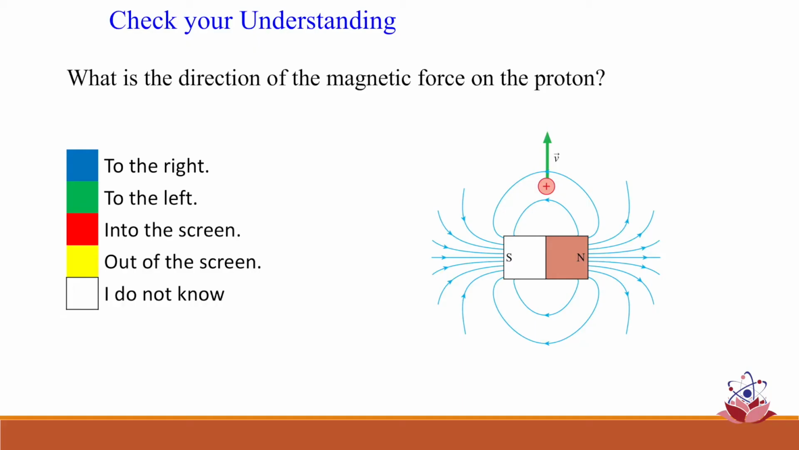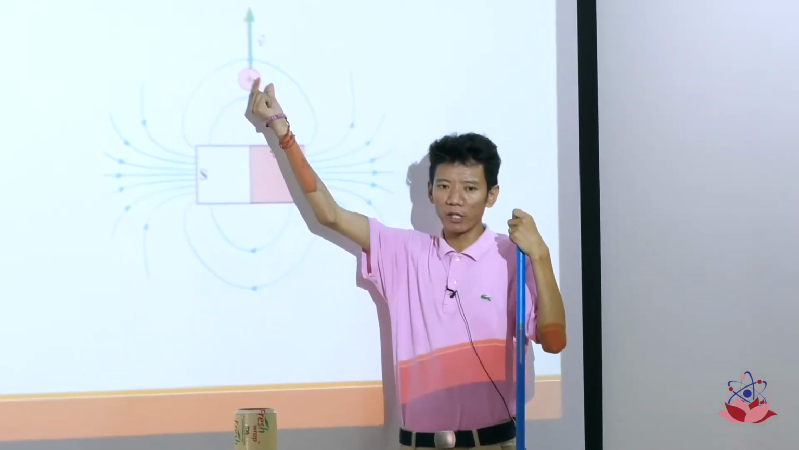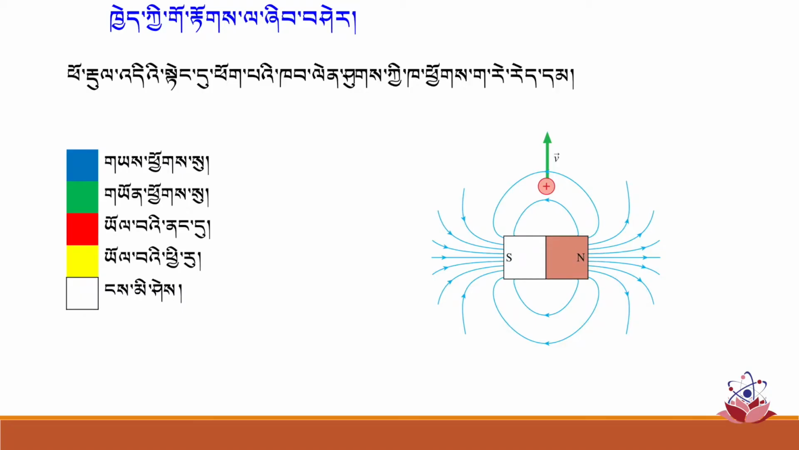So what we want to know is, what is the direction of the magnetic force on the proton? And the options are to the left, to the right, into the screen, out of the screen, or I do not know.